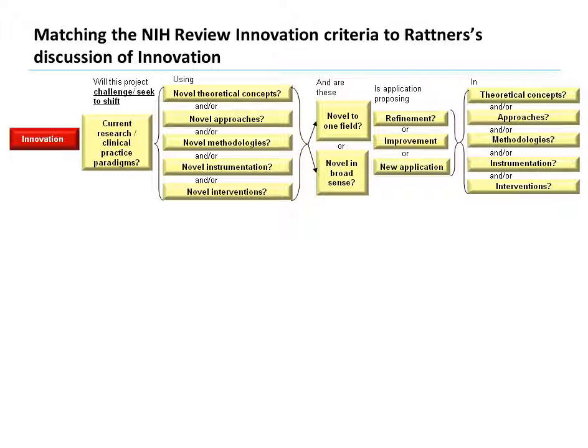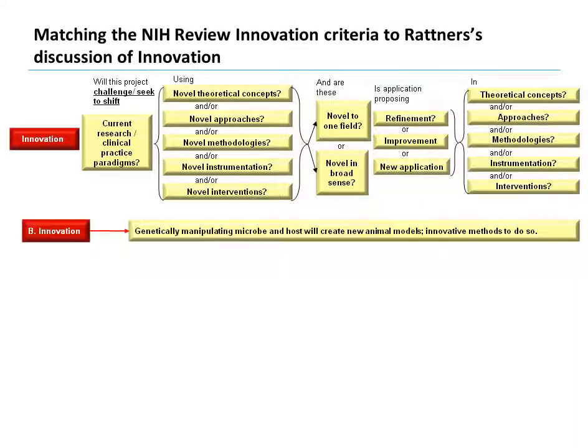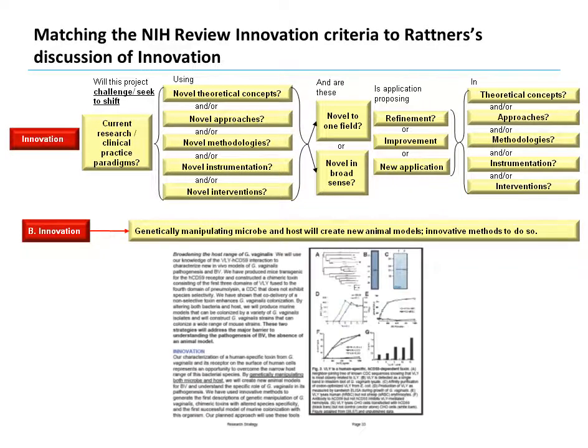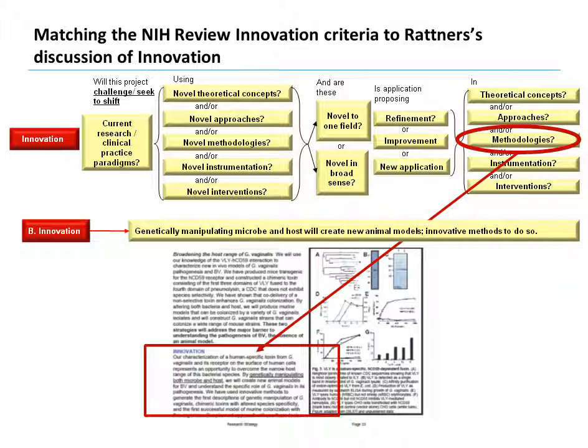So let's match the NIH Review innovation criteria to Ratner's discussion of innovation. In that case, the innovation focused on genetically manipulating the microbe and the host to create the new animal models, and their innovative methods to do so. And again, it's a focus on methodologies.